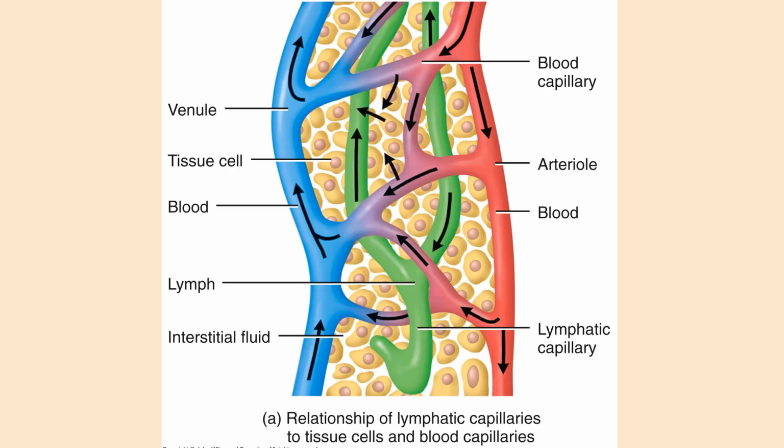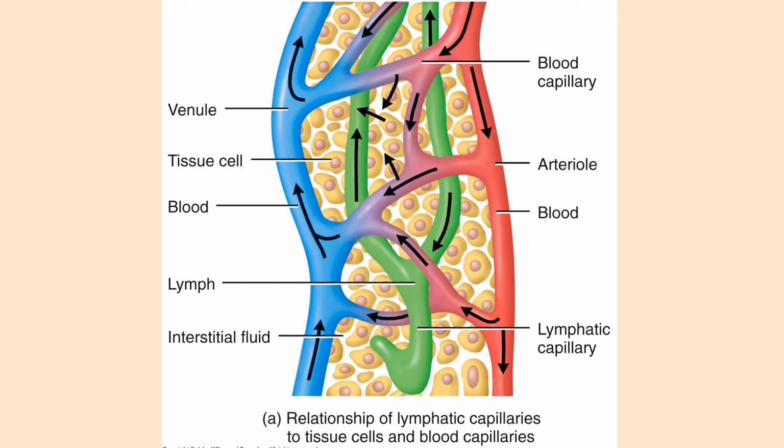So here we're looking at a capillary bed. We see tissue cells, and we see that green vessel there. That's a lymphatic capillary. Lymphatic capillaries transport lymph. Lymph is an extracellular fluid. There are no cells in lymph normally. Lymphatic capillaries take up excess interstitial fluid, and they will ultimately return it back into blood plasma.